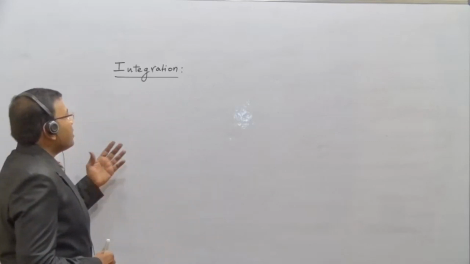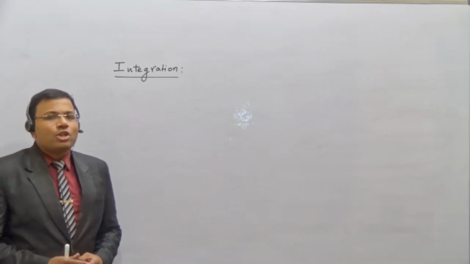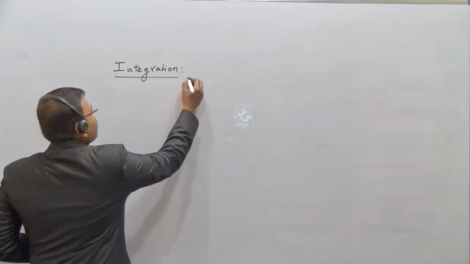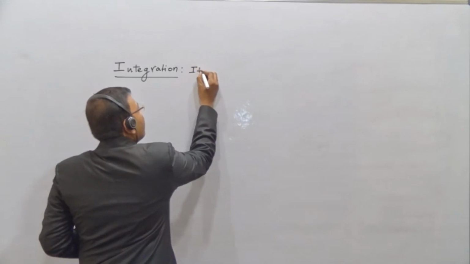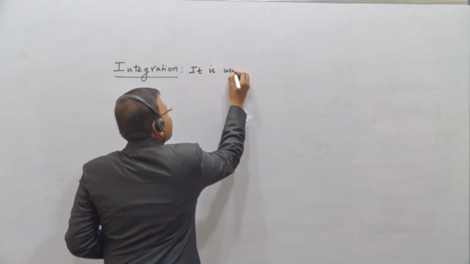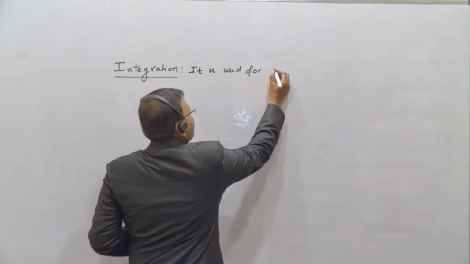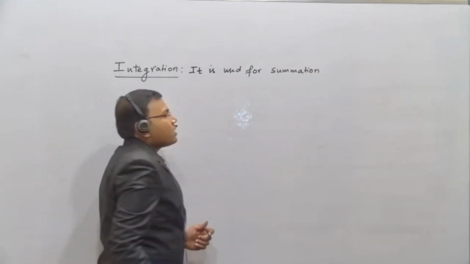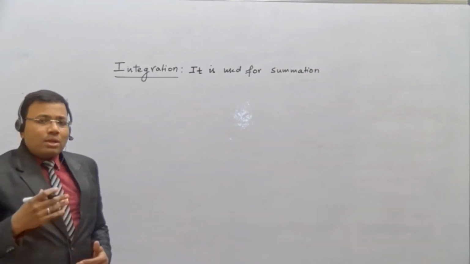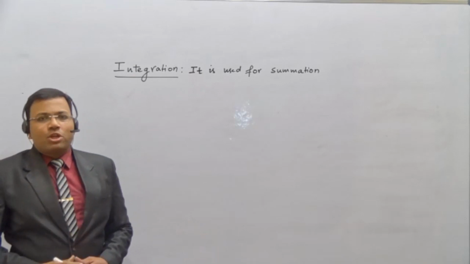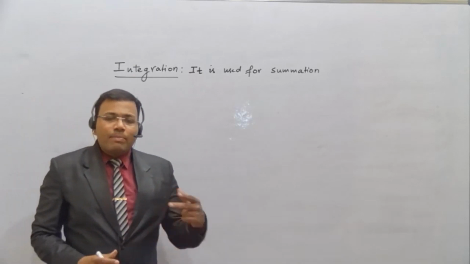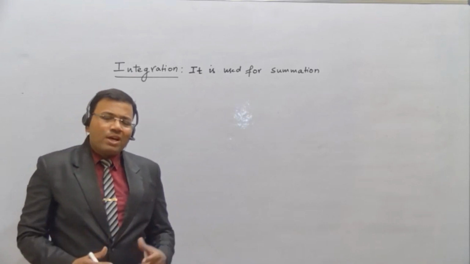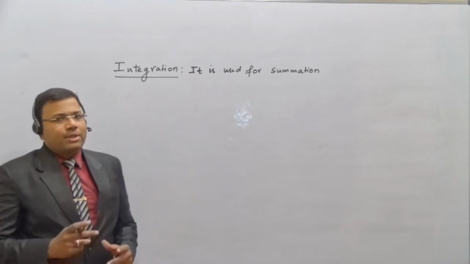Now this integration, what is this integration? Integration generally we use for summation. So here you can see this integration we are using, it is used for summation. Summation means addition, but when I speak about the word summation, I get the clear-cut idea that we have to use the sigma sign. Sigma we use for summation. But why are we introducing that summation here? Let us understand that first.